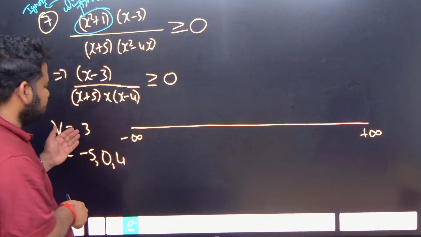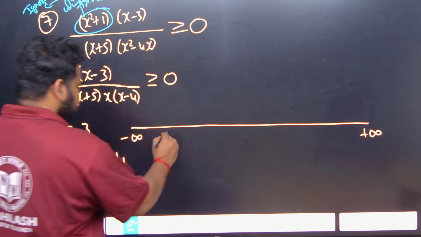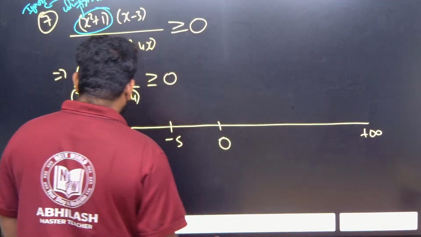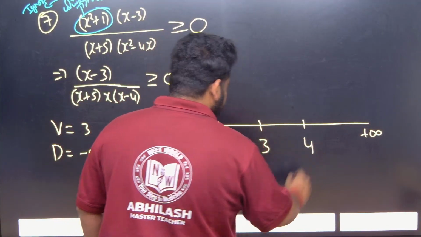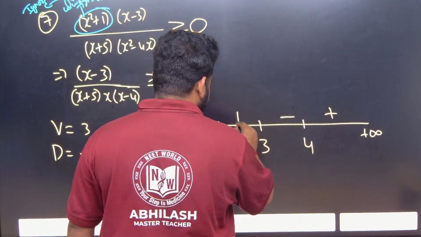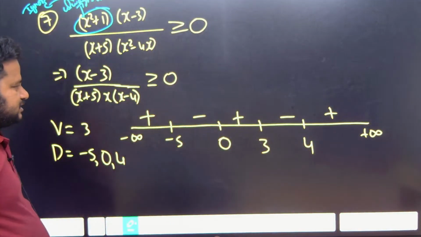Now what we should do? We have to arrange these numbers in the ascending order. So ascending order means first comes minus 5, then comes 0, then comes 3, then comes 4. By convention we have to start with plus here. This will be plus, minus, plus, minus, plus. So these are the things that we are having.